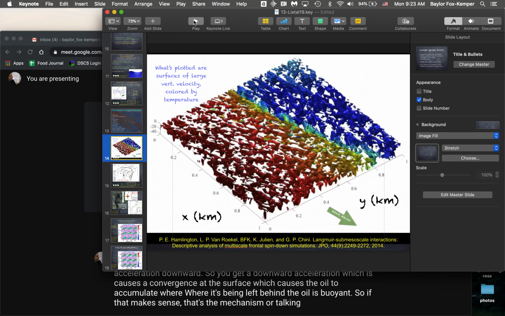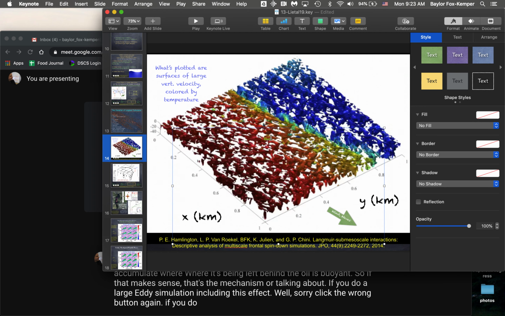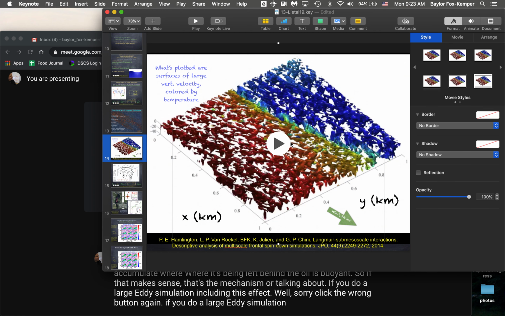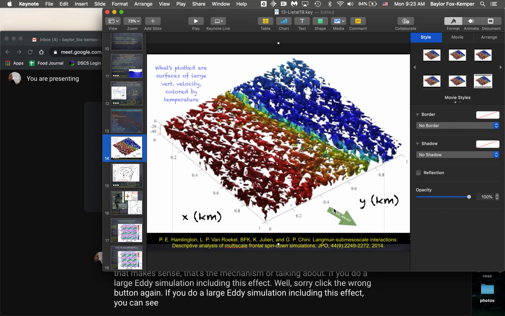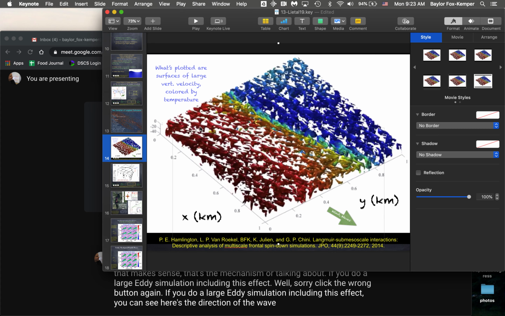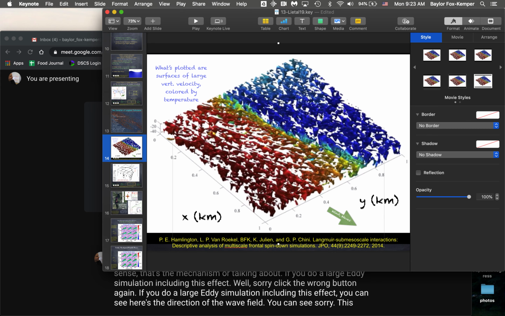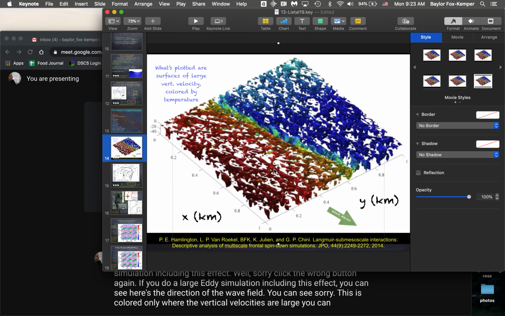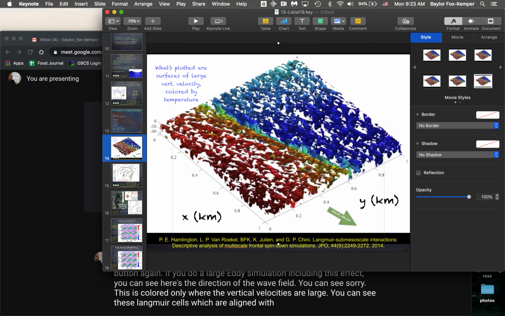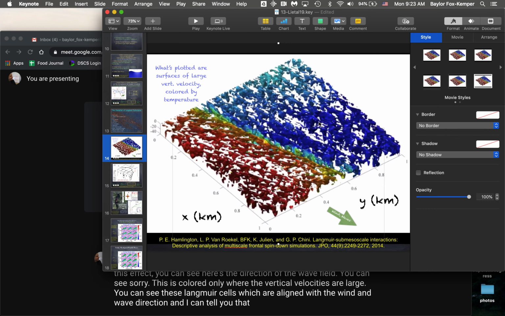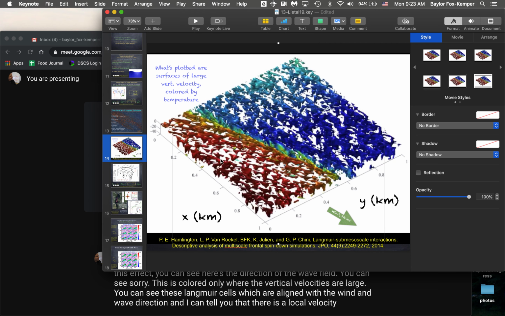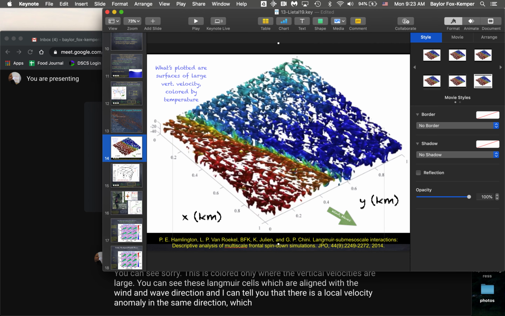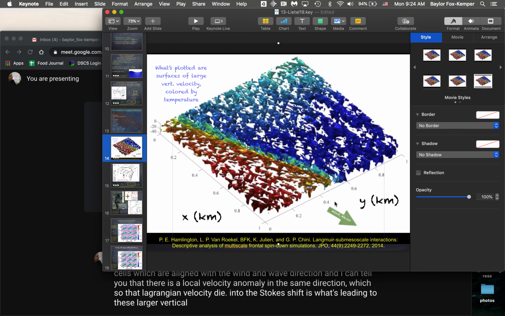If you do a large eddy simulation including this effect, you can see, here's the direction of the wave field. This is colored only where the vertical velocities are large. You can see these Langmuir cells, which are aligned with the wind and wave direction. And I can tell you that there is a local velocity anomaly in the same direction, so that Lagrangian velocity dotted into the Stokes drift is what's leading to these larger vertical velocities being oriented in that direction.